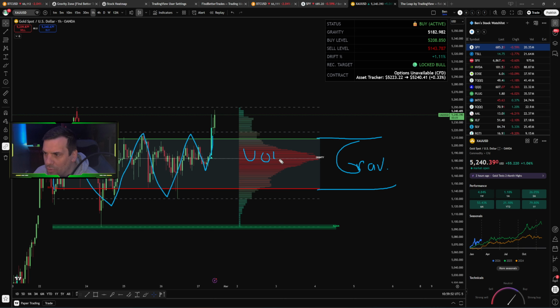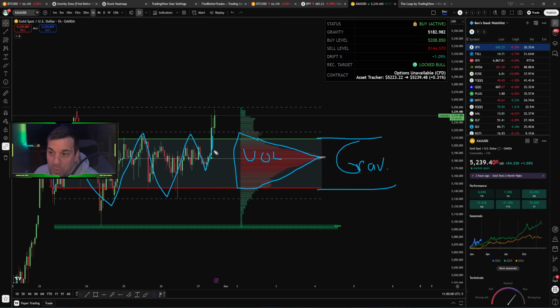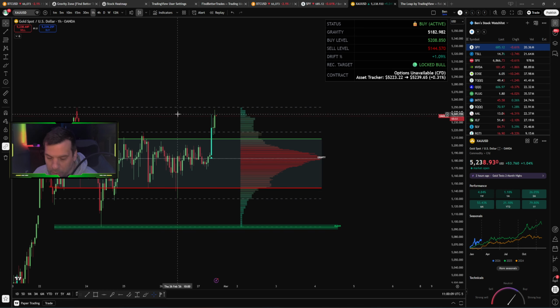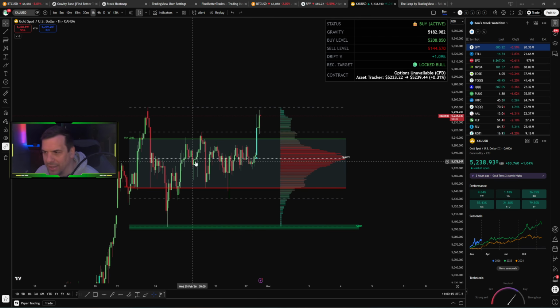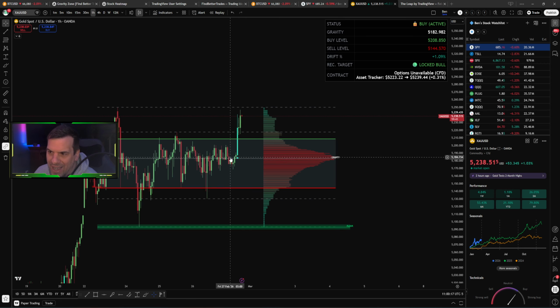This is all volume. See this big red? It's almost like a triangle of volume, and this is all just stuck in the same place. Once it releases, typically what you see is a very strong move to the upside or downside when it breaks that. And really what this tool is for is to find those levels.